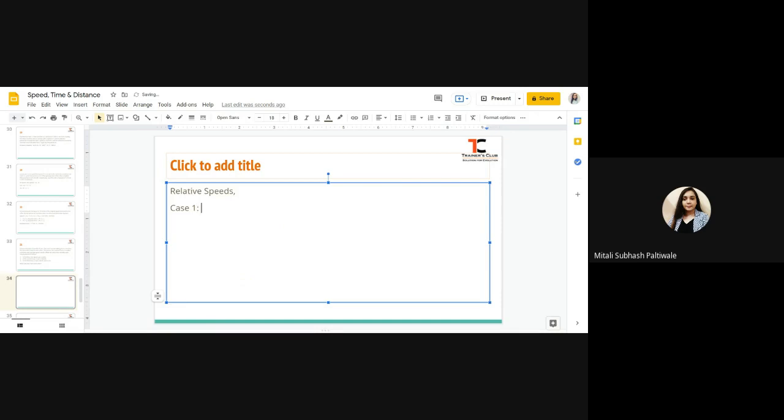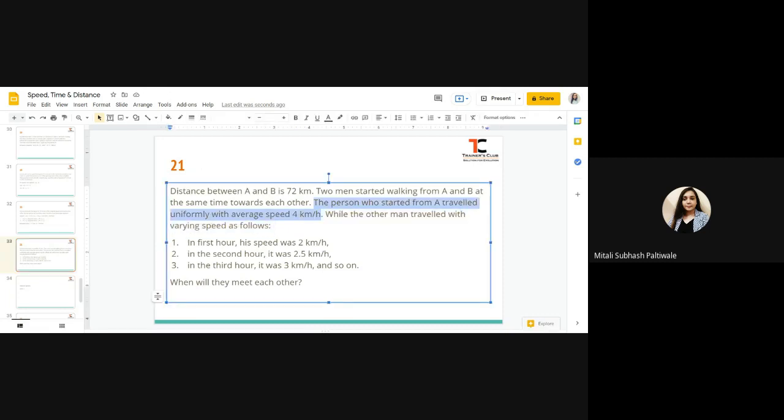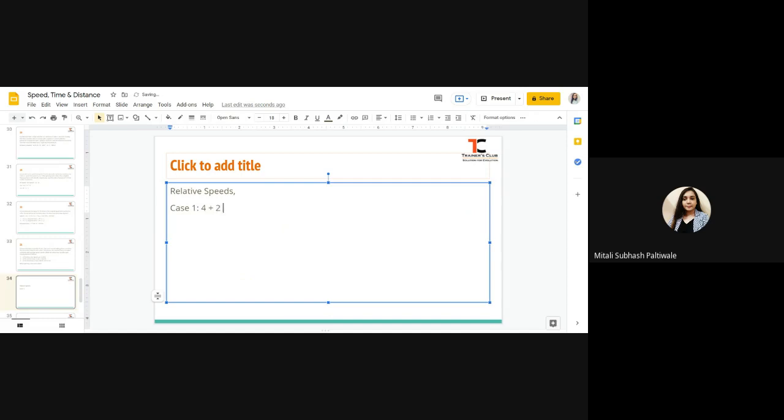Case 1, relative speed will be, how much would it be? The person traveling from A has a constant speed, but the man traveling from B has three different speeds. So case 1 will be 4 plus 2, which becomes 6 kilometer per hour. Case 2, 4 plus 2.5, which is equal to 6.5. Case 3, 4 plus 3, so this will become 7 kilometer per hour.